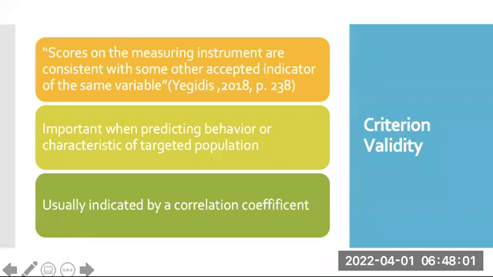So criterion validity measures how well one measure predicts an outcome for another measure. A test has this type of validity if it is useful for predicting performance or behavior in another situation.